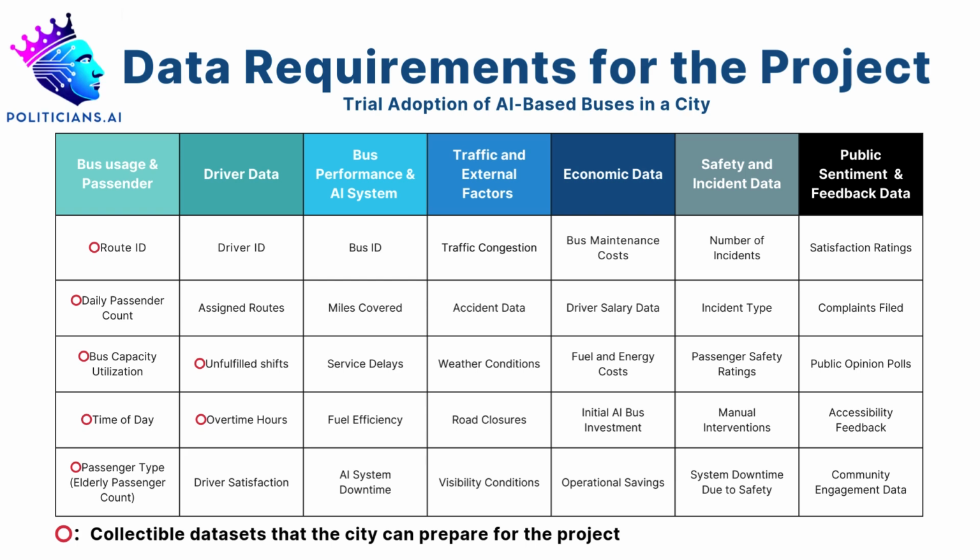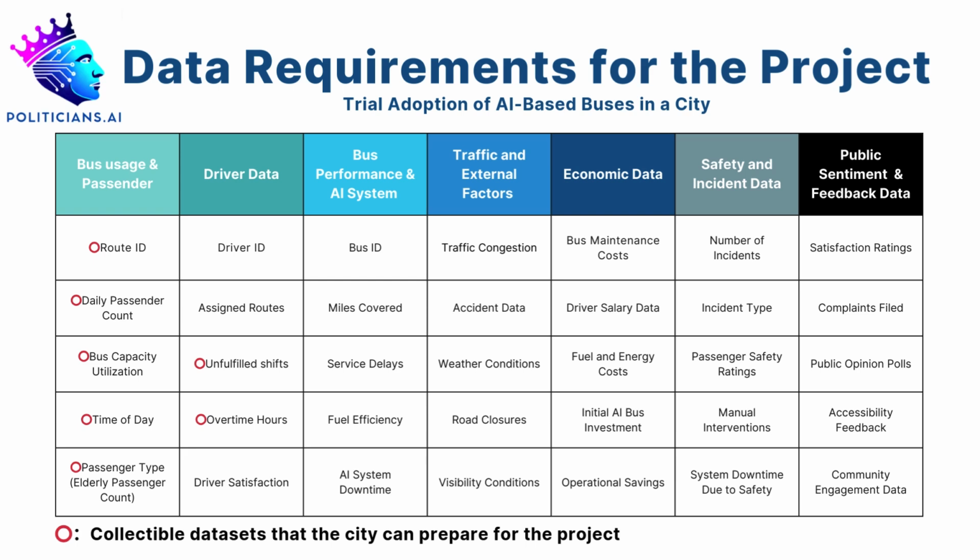Bus capacity utilization. We'll look at the percentage of seats occupied to see if buses are overcrowded or underused. Time of day. We'll identify peak versus non-peak hours to understand demand patterns. Passenger type. We'll break down passengers by age group, focusing on elderly and disabled riders to ensure accessibility needs are being met.